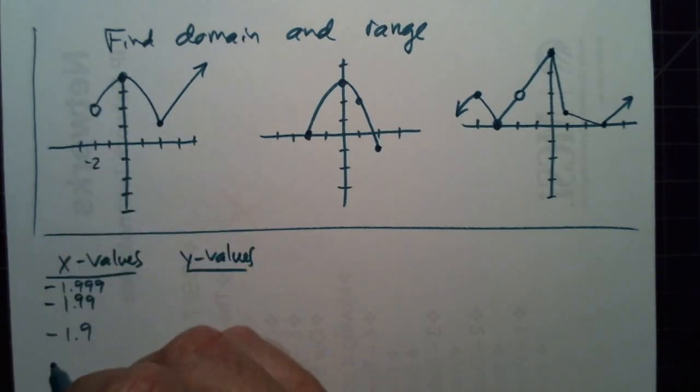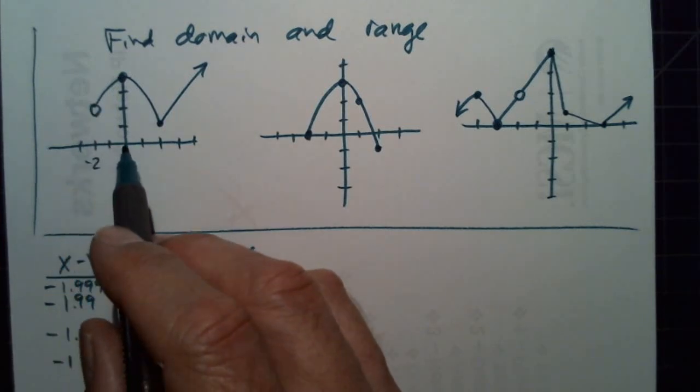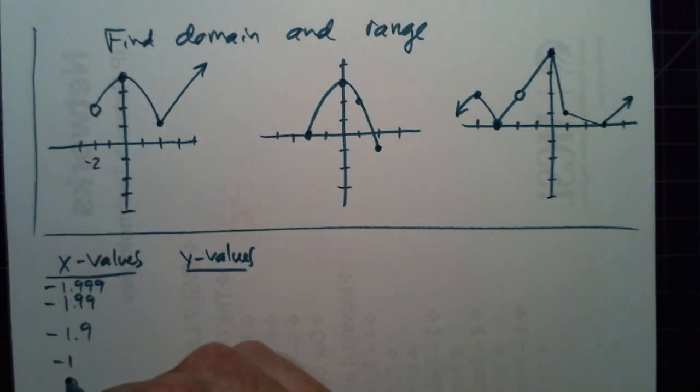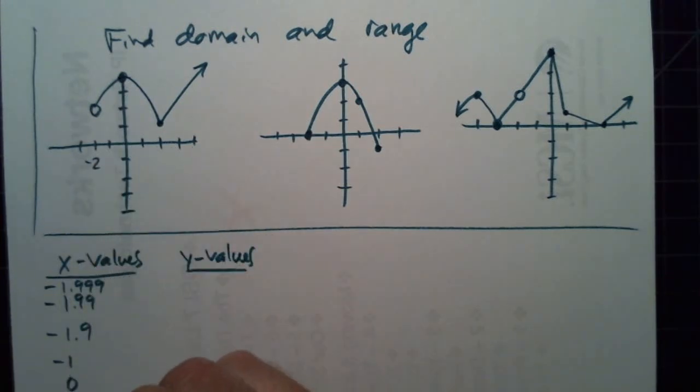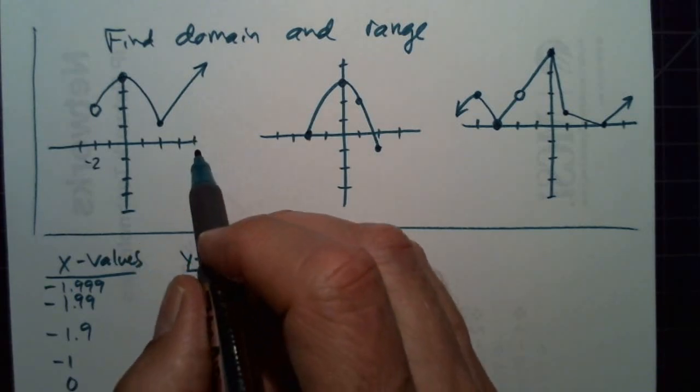Then let's look at -1. Yes, that's in the domain. 0, it has a point. It's in the domain. We keep going over. How about going out to 4? 4 has a point on the graph.